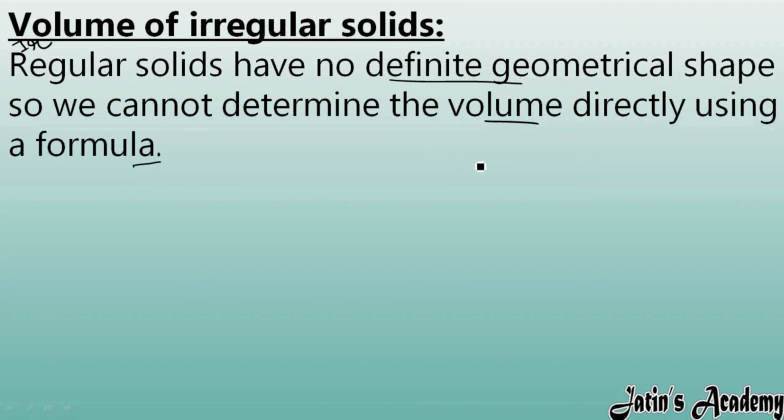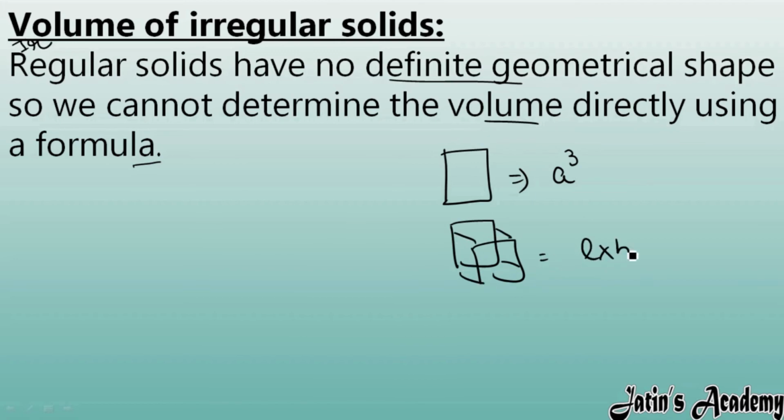Like in the form of a regular shape, if we have a cube, that volume we can easily measure, side cubed. If we have a cuboid, which is a regular solid, we use length into breadth into height. This kind of volume we can easily measure. But if I have this kind of object, how will I find the volume using any formula? Because I do not have any formula in order to measure this. So how to measure the volume of irregular solids?